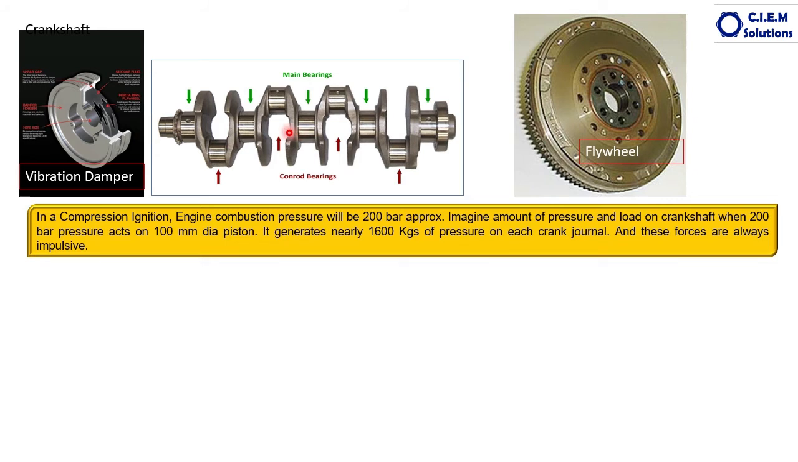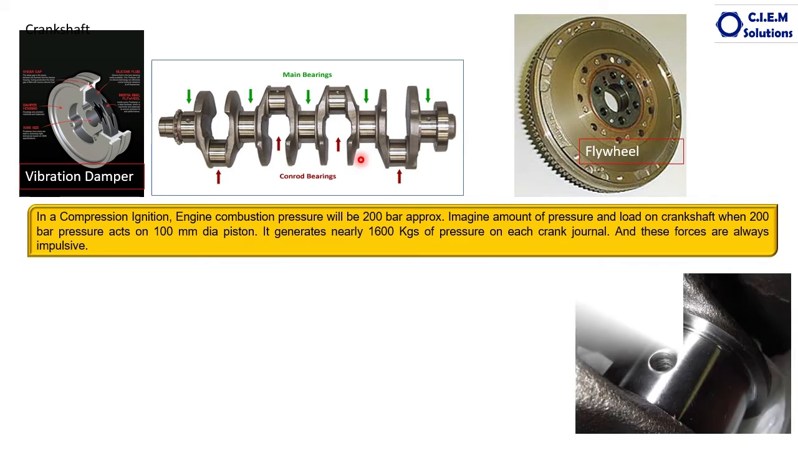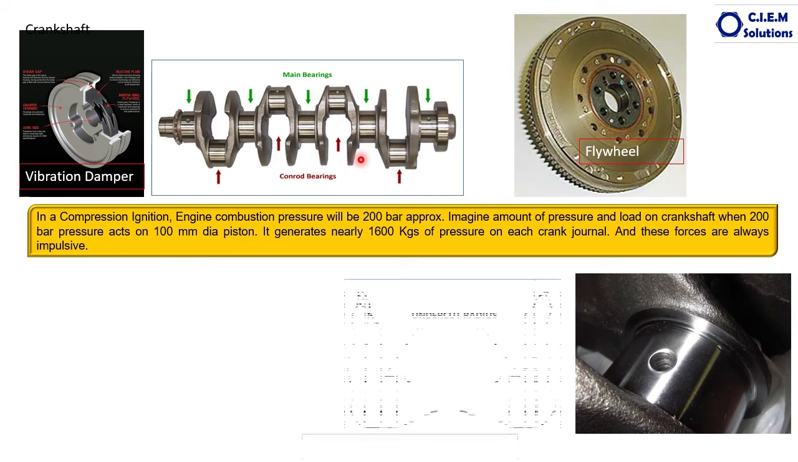Okay, the crankshaft is designed in such a way to withstand all these pressures, impulsive forces, centrifugal forces, and to transmit the power very smoothly. And this is supported by the vibration damper, flywheel, and crank webs, counterweights. Now let us look at this.